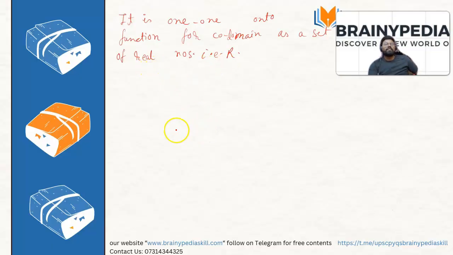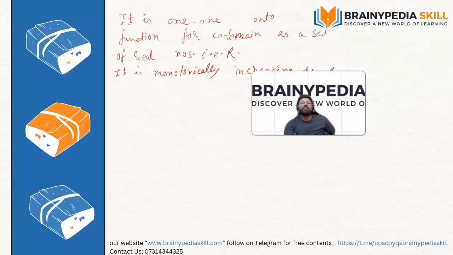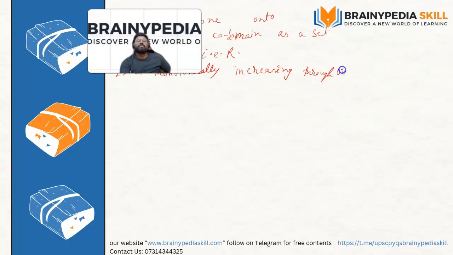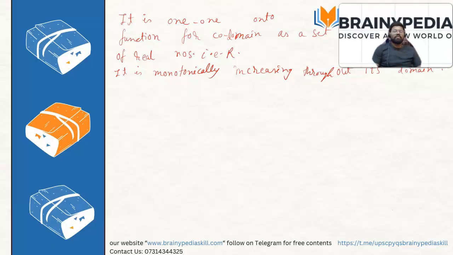Okay. It is also increasing throughout its domain. So it is monotonically increasing throughout its domain. Okay, is this part clear? I hope it is clear to everyone. It is monotonically increasing throughout its domain.